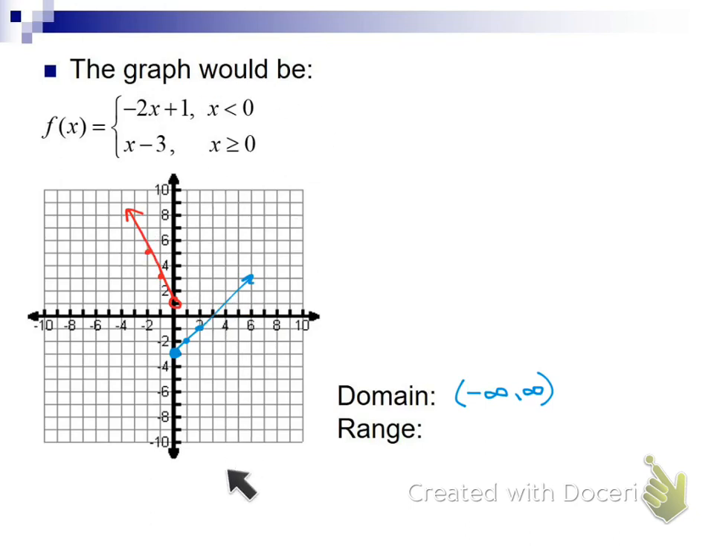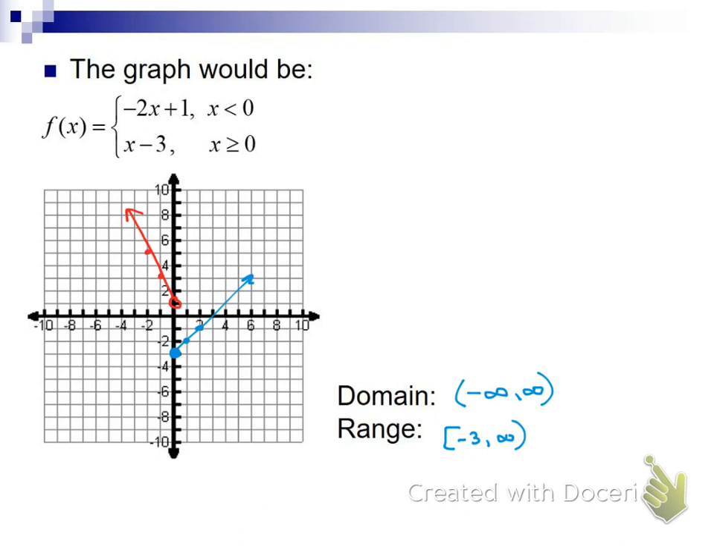Now the range. Where's my first y value? Right here. And then it keeps on going forever. Everybody agree? So it would be inclusively negative 3 to infinity.